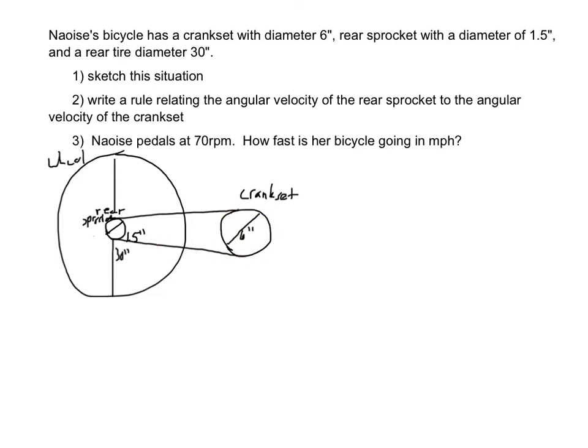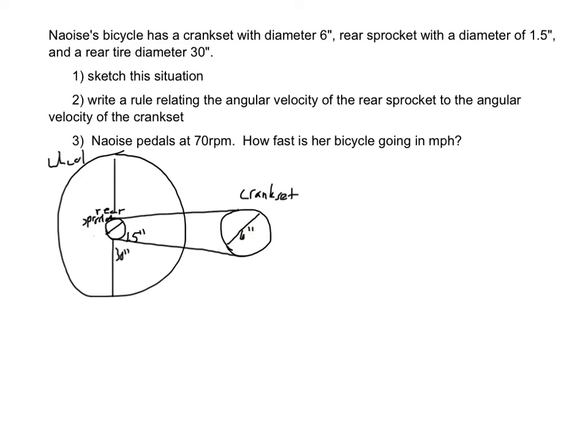That's going to feed the chain. So this is going to be moving. That movement's going to turn the rear sprocket, and the rear sprocket turns the axle, which in effect will turn that rear wheel. So we're going to write a rule relating the angular velocity, that's the speed that this is rotating, the angular velocity of the rear sprocket, to the angular velocity of the crankset.